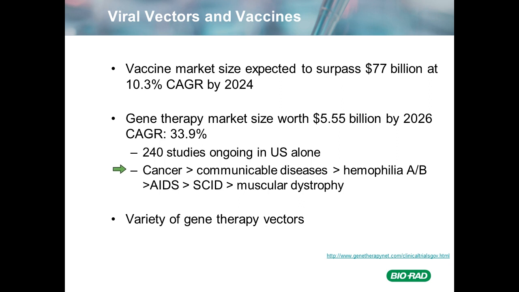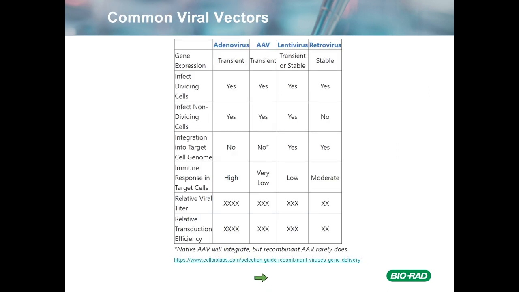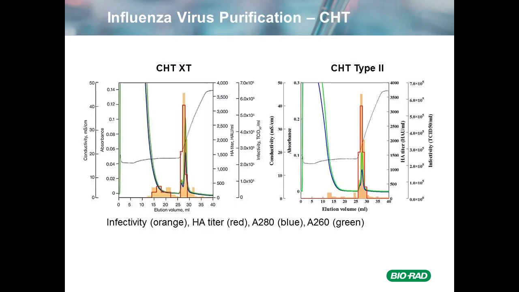and below I put the list of the major categories for which gene therapy is in clinical trials right now. And there are a variety of gene therapy vectors, as you might expect. So on this slide, I've just listed some of the more common ones, adeno, AAV, lentivirus, and retrovirus, and you see that they have different properties. I'm not going to read through them, but depending on what you're looking for, one vector might be more suitable than the other.